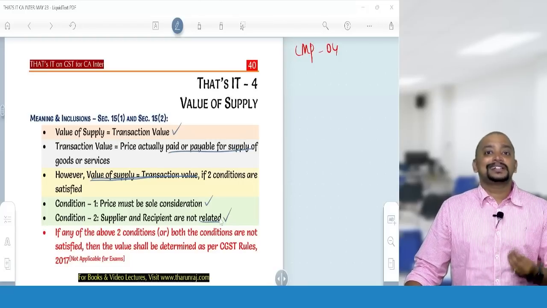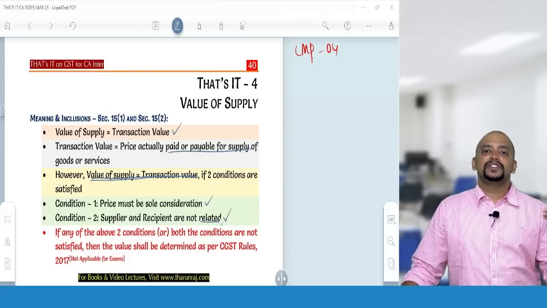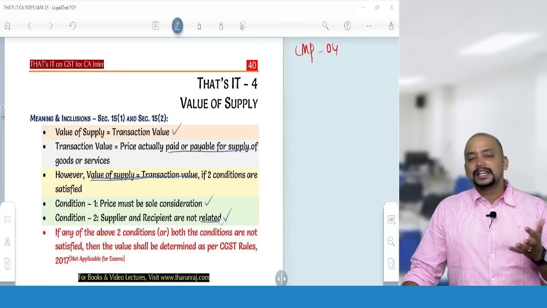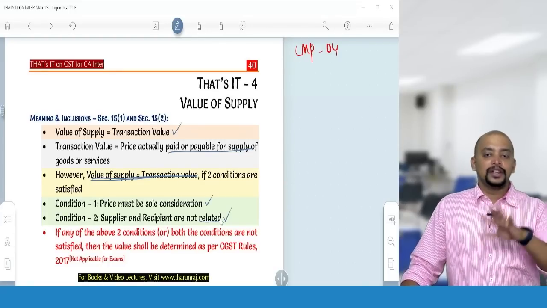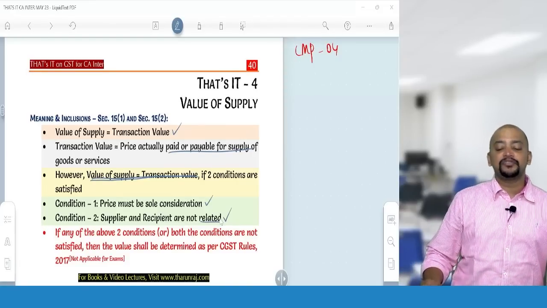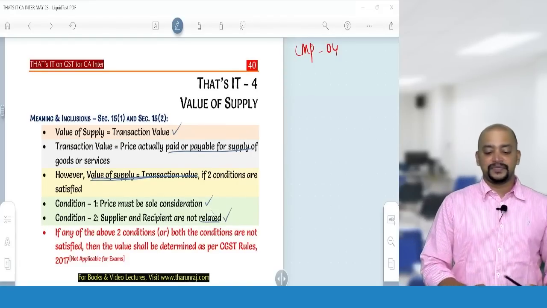So whenever the transaction is between related parties, remember transaction value will not apply. But in the exam, we don't have to worry about that, as the application of those rules is not there. So we don't have to worry, which means by default, these two conditions are satisfied.